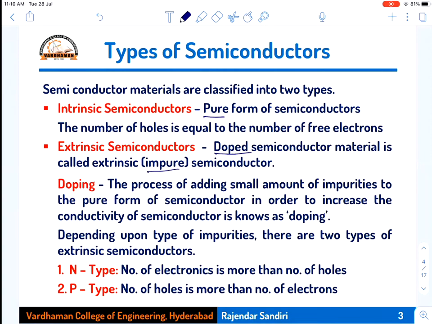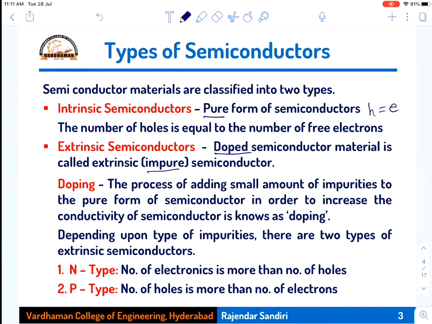In intrinsic semiconductor material, the number of holes is equal to the number of electrons. Whereas in the case of extrinsic semiconductors, again there are two types: N type and P type, depending upon the doping. The process of adding a small amount of impurities to the pure form of semiconductor in order to increase the conductivity of the semiconductor is known as doping. Doping is nothing but adding impurities.